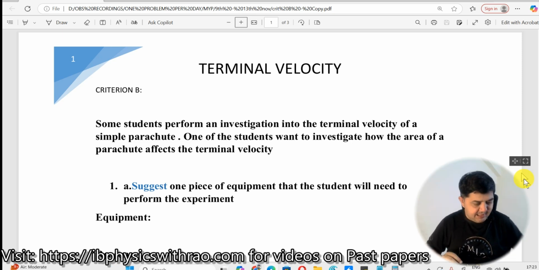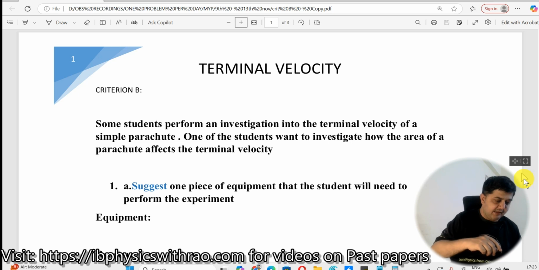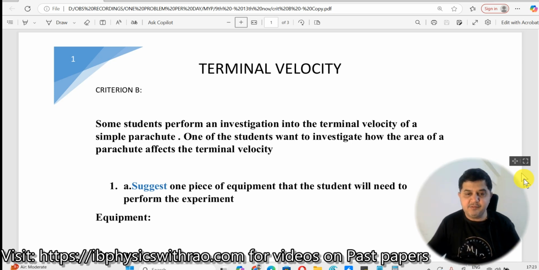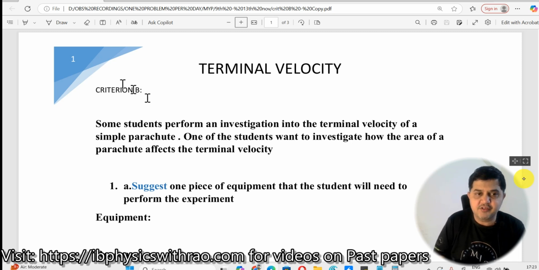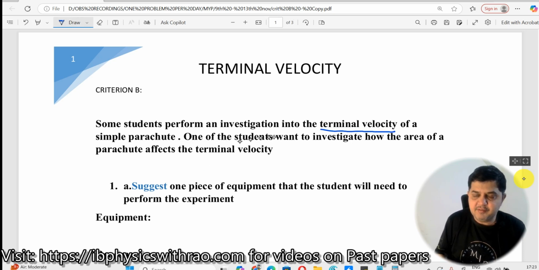Criterion B. So some students perform an investigation into terminal velocity of a simple parachute. What you need to do is investigate the terminal velocity of a simple parachute. One of the students wants to investigate how the area of a parachute affects the terminal velocity. It is very clearly given here.